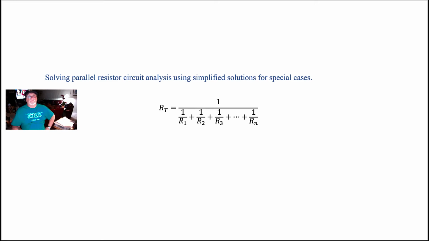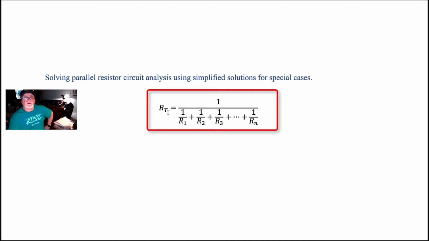Okay, let's take a look at some circuit reductions. In this case, we're going to look at solving parallel resistor circuits using an analysis in circuit reductions by simplifying the solutions for the special cases. So you'll recall that the general expression for resistors in parallel, the total resistance, is equal to 1 over the sum of the reciprocals, which ends up being the conductances: 1 over R1, plus 1 over R2, 1 over R3, out to the nth position or the end of the ladder.